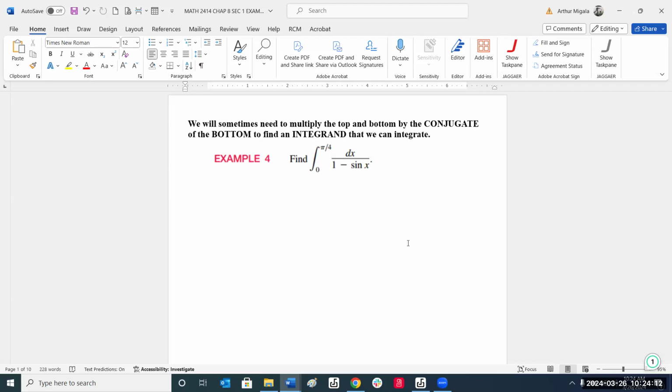So let's go ahead and solve this. To integrate it, it is from 0 to pi over 4, dx over 1 minus sine x.